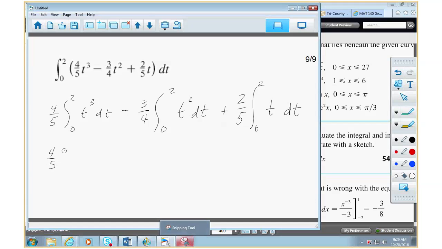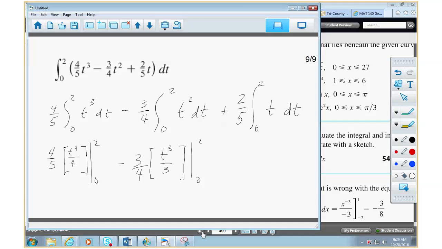And I'm going to put a bracket here. And what is t to the third antiderivative? T to the 4th over 4. And I'm going to put 0 to 2, minus 3/4 bracket t to the third over 3 evaluated at 0 to 2, plus 2/5 bracket t to the second over 2 evaluated at 0 to 2.